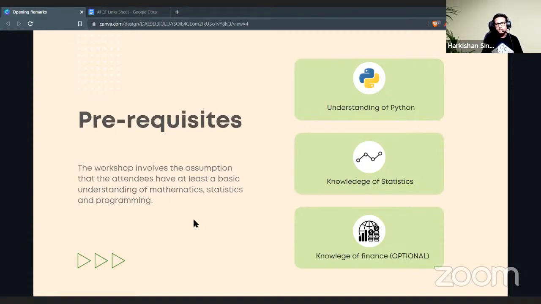The third thing is not a compulsory one, but it's good to have knowledge of finance. Knowledge of finance is very optional. If you have it, it's very good, and you can get more out of these sessions. But it's not like you need to have it as a prerequisite. But yes, it's good to have. So next slide, please.